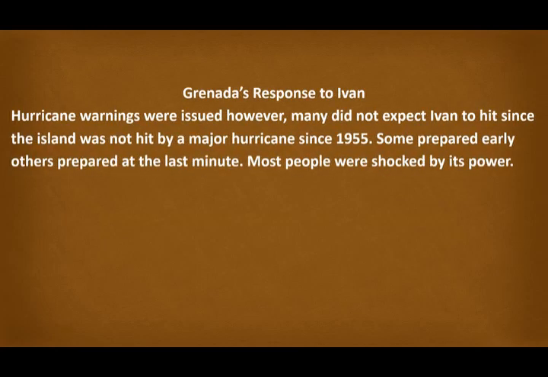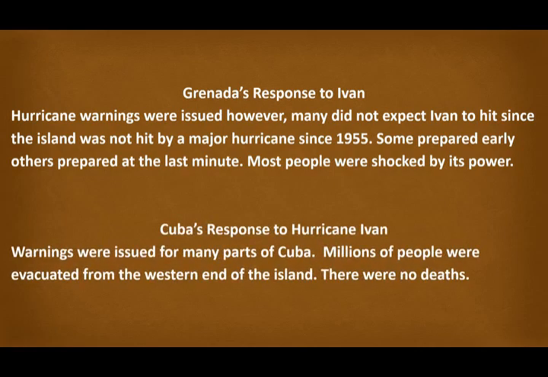All right, so here we have how Grenada actually dealt with the crisis at the time. Some people did not prepare themselves for it, despite the many warnings. But the Cubans were a bit more prepared for Hurricane Ivan, so they did issue lots of warnings, and people evacuated areas that are prone to being damaged by the hurricane, and eventually no lives were lost.